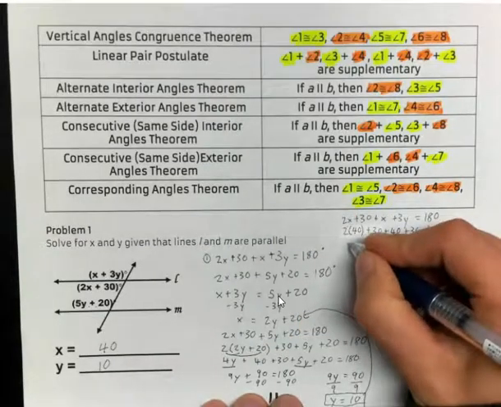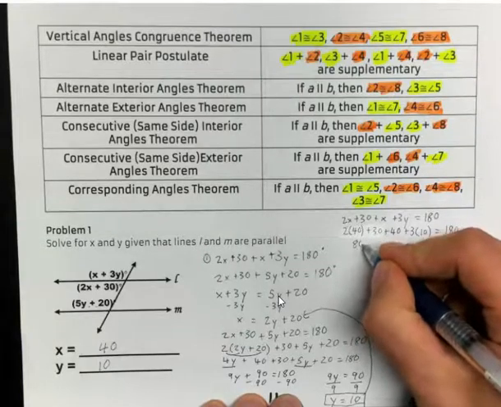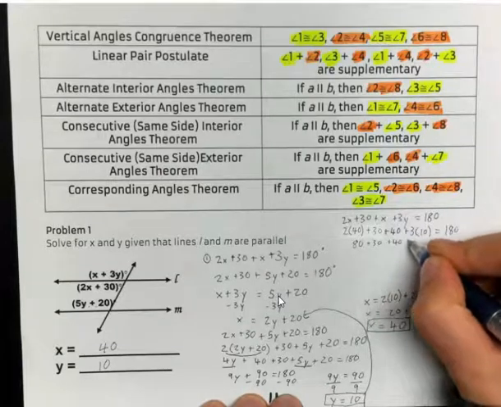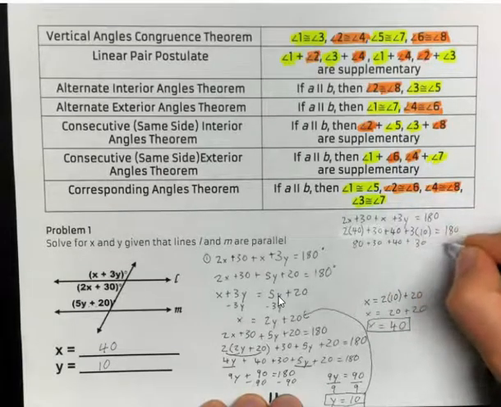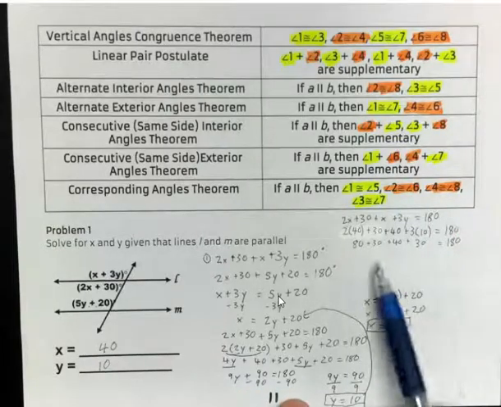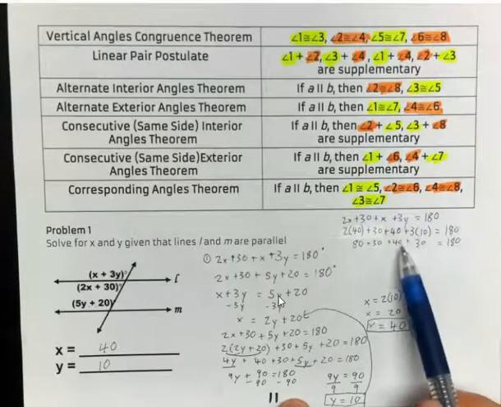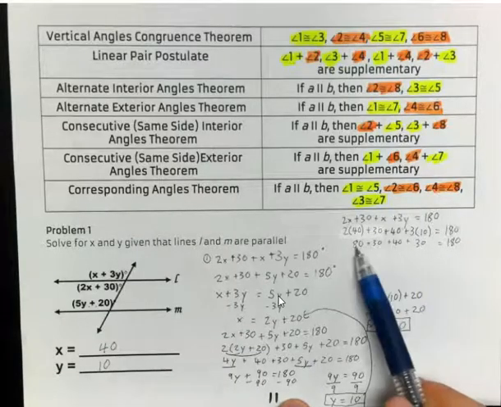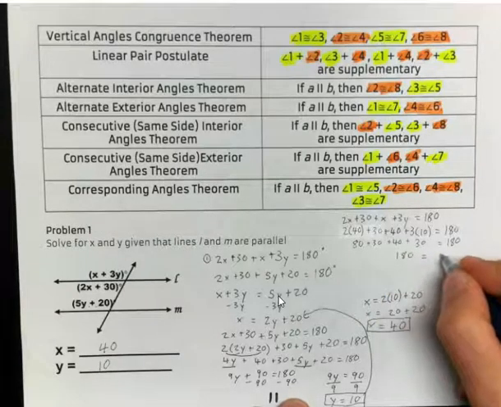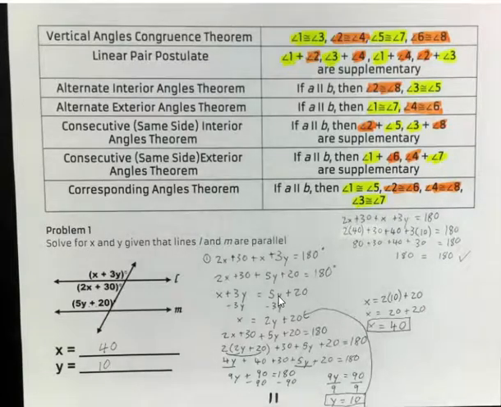So that means now I get, when I simplify, I have 80 plus 30 plus 40 plus 30 equals 180. Alright, so now let's see if this makes sense. So 30 plus 30 equals 60, 60 plus 40 is 100, 100 plus 80 equals 180. So I have 180 equals 180. Yes, check. I checked that my answers were correct on that.